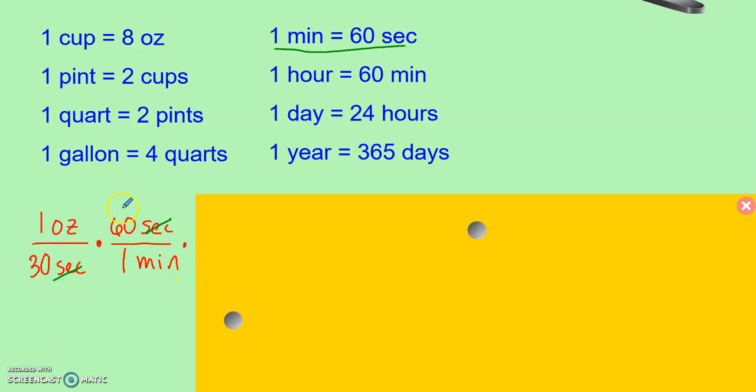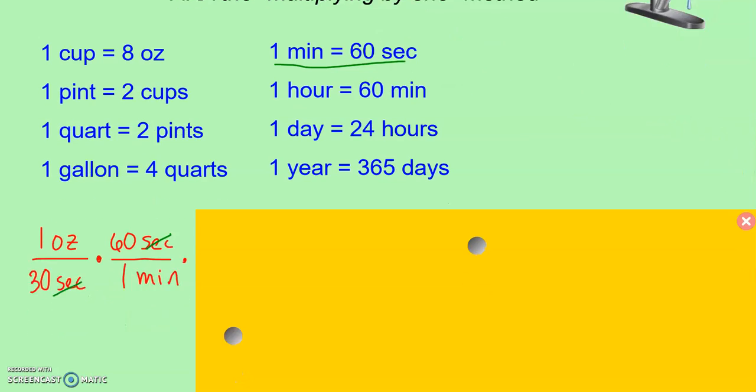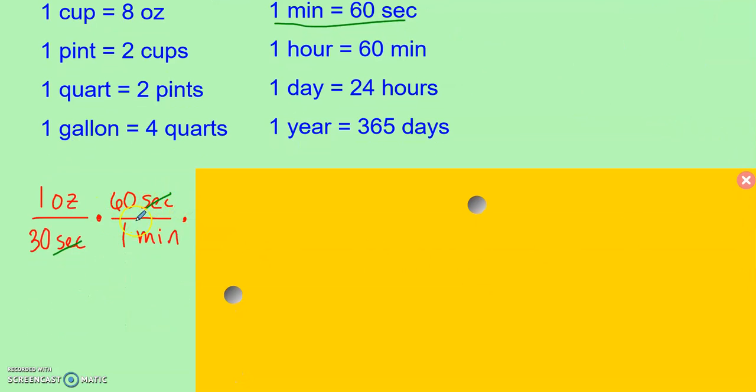And the reason why this is also called the multiplying by 1 method is because when you're dividing two things that are equal, you get 1. Anything divided by itself is 1. And 60 seconds is equal to 1 minute. So this fraction here is really kind of like the number 1 because 60 seconds and 1 minute are the same, and anything divided by itself is 1.